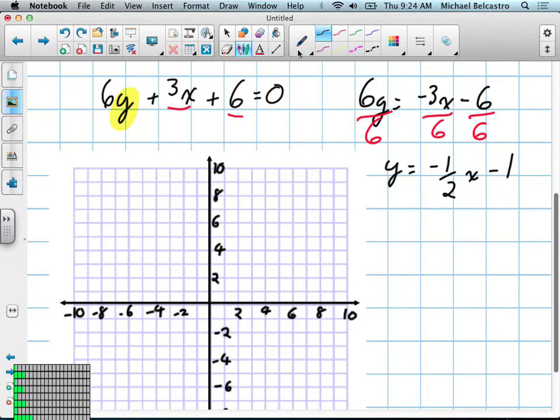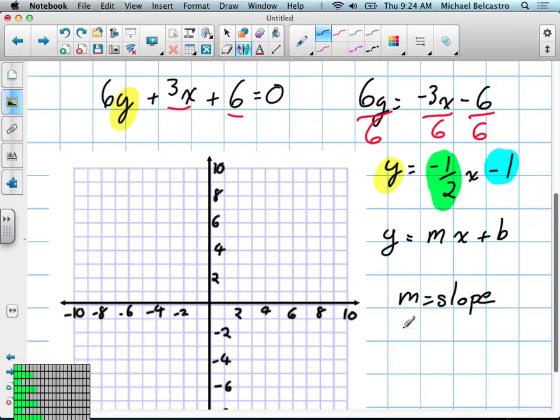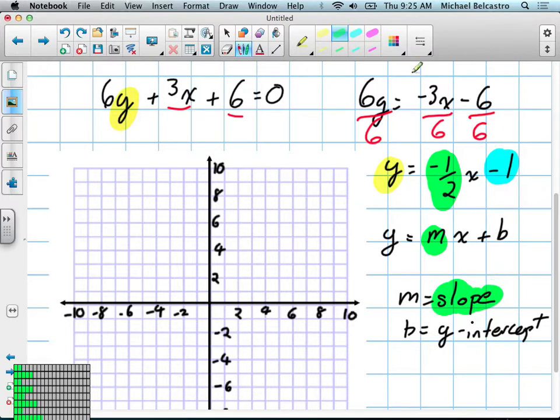Because it is set equal to y, I have a slope. Anyone know what the slope is in this case? Negative a half. And anyone know what the y-intercept is? Negative 1, exactly. If you recall, slope y-intercept form is written like this. Y is equal to mx plus b, where m is our slope and b is our y-intercept. Okay? We'll color code those for you. So m was our slope and b was our y-intercept.